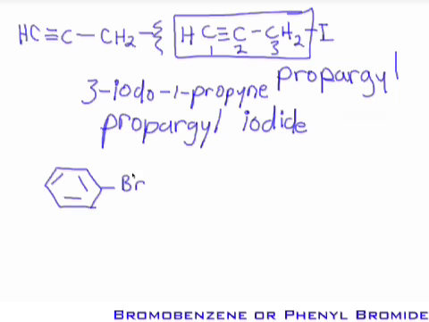The IUPAC name is to name the longest carbon chain. In this case, a 6-carbon chain with alternating double bonds is called a benzene. So I would call this a 1-bromobenzene. Benzene has alternating double bonds, so you don't have to give numbers for the location of the double bonds. This is IUPAC.